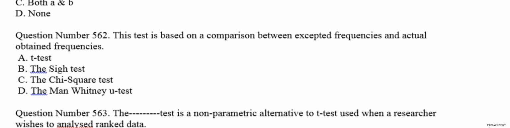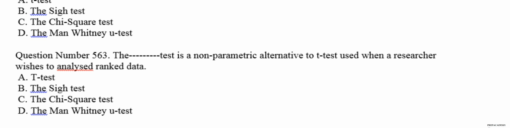Question number 563. The test is a non-parametric alternative to t-test used when a researcher wishes to analyze ranked data. A. T-test. B. The psi-test. C. The chi-square test. D. The Mann-Whitney U-test. The correct answer is option D. The Mann-Whitney U-test.